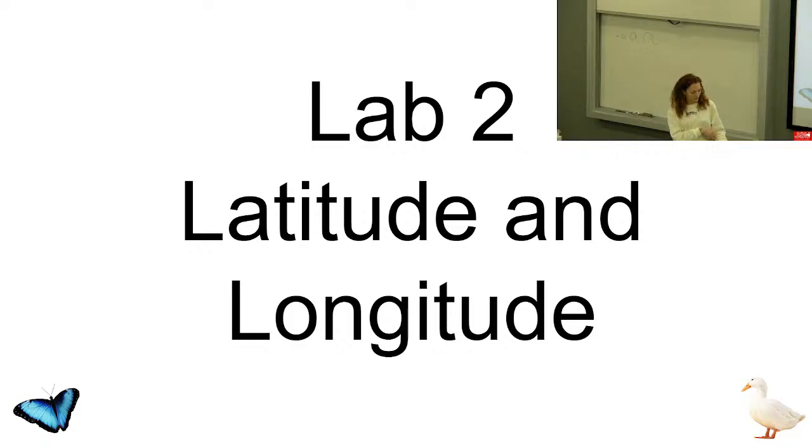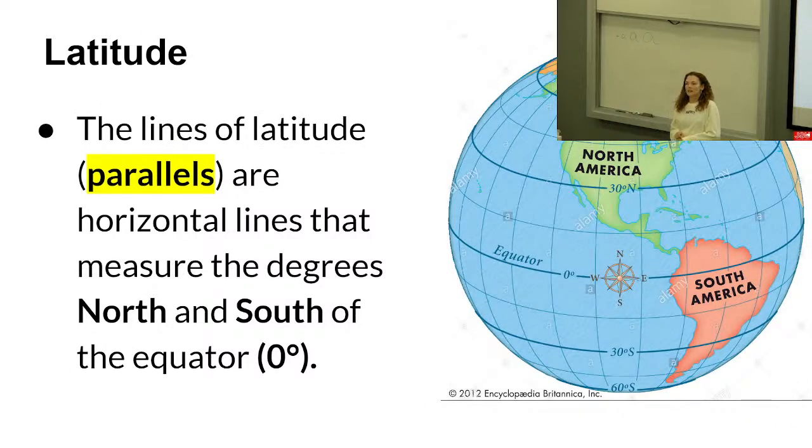So latitude and longitude. Latitude and longitude, that is that invisible grid that's laid over the Earth's surface. It's invisible, so it's not actually real lines that are there. The first part is latitude, so that's the first number in any coordinate that you're going to see. Latitude is always the first number in a coordinate. Latitude is also referred to as parallels, so you could call them lines of latitude or parallels. And then they are horizontal lines that measure the degrees north and south.